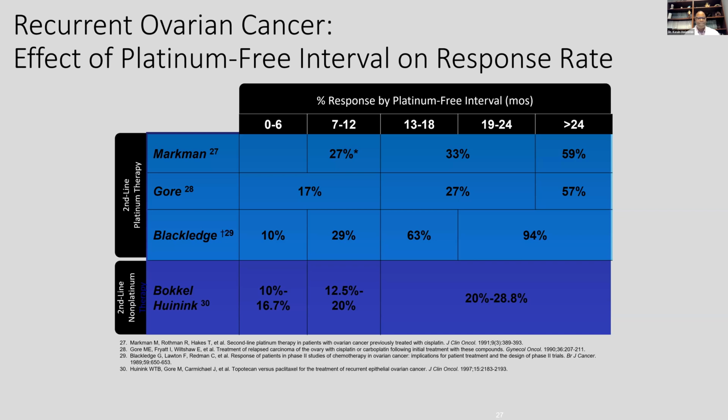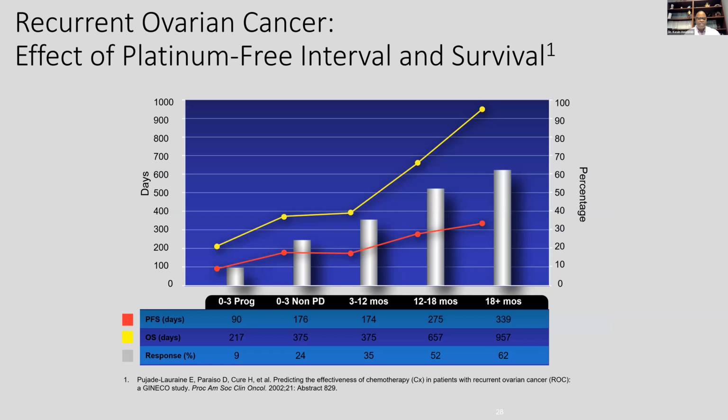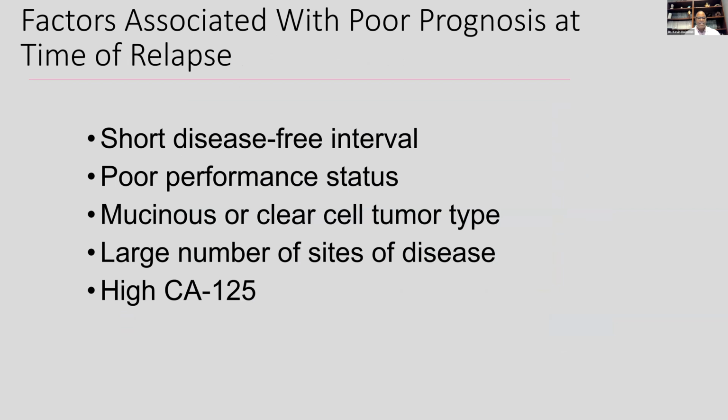Next slide. This is showing the same thing. Next slide. So if you have a long progression-free survival, we're likely going to treat again with a platinum-based chemotherapy.